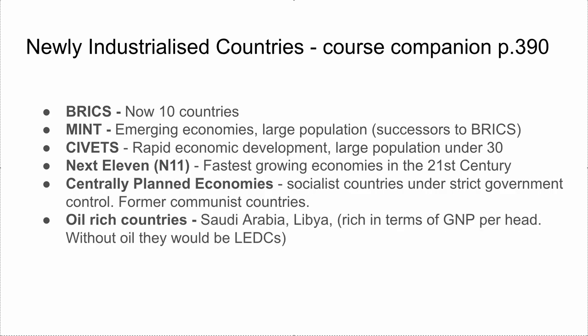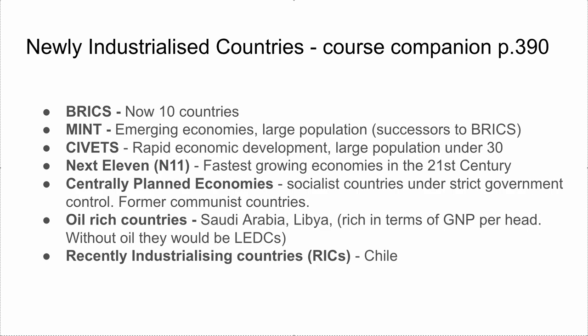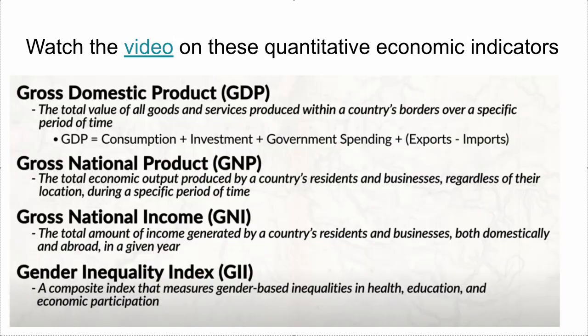Oil-rich countries, they would otherwise be considered LEDCs without their oil reserves. And then recently industrializing countries such as Chile. Watch this 9-minute video. It's found on your worksheet on quantitative economic indicators so that you can distinguish between GDP and GNI and GNP. So these three are quantitative economic indicators, but more recently we are seeing some more holistic ways of measuring economic development.